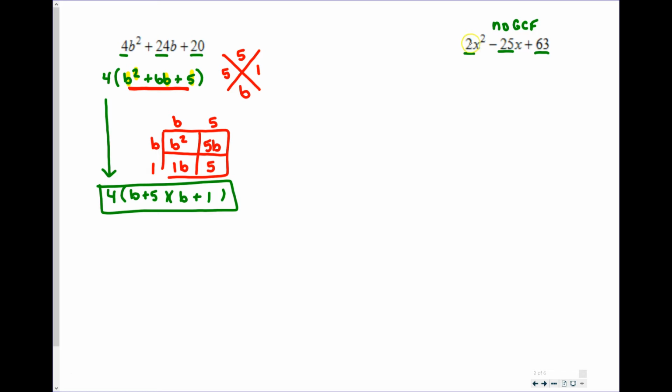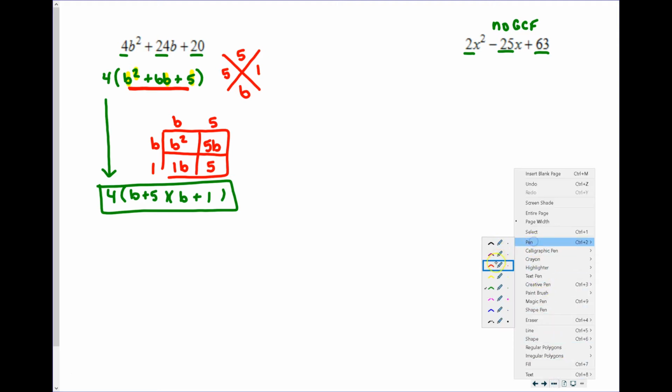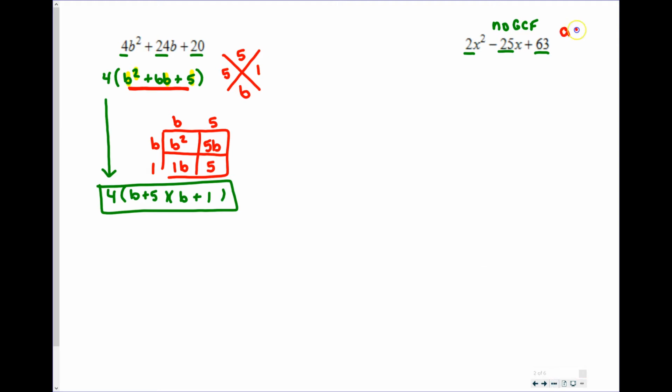Now I notice that 2 is in front, so this is the type of problem where I'm going to have to do a times c. So I'm going to figure out what a times c is. I know that 2 times 63 is 126. Now 126 is a big number, and we've talked about ways to figure this out. My way is I always start by writing down 1 times, 2 times, 3, 4, 5, 6, 7, etc.